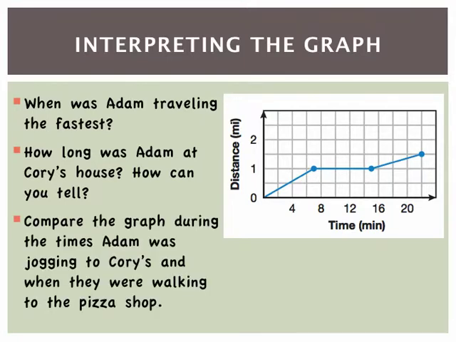And let's compare the graph during the times that Adam was jogging to Corey's and when they were walking to the pizza shop. The rate of change was faster when he was jogging, right? Because the graph has a steeper slope then. So when the slope is steepest, the rate of change is fastest.